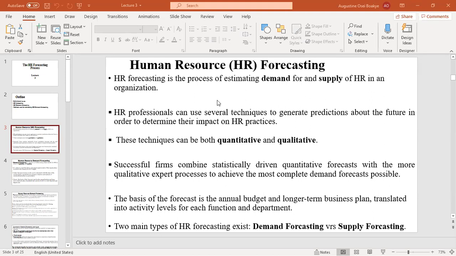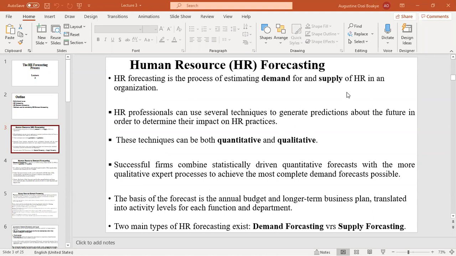In the same vein, when we talk about the projections into the future to estimate the human resources that will be available in the organization in the near future, then we are talking about supply forecasting. So I have just merged the two to give you a simplistic overview of what HR forecasting is. HR forecasting is the process of estimating the demand for and supply of human resources in an organization. Implicit in this definition is both demand forecasting and supply forecasting. Demand forecasting is where we are estimating the need for, whereas supply forecasting is where we are estimating the availability of human resources in an organization. And all these projections are made into the future.